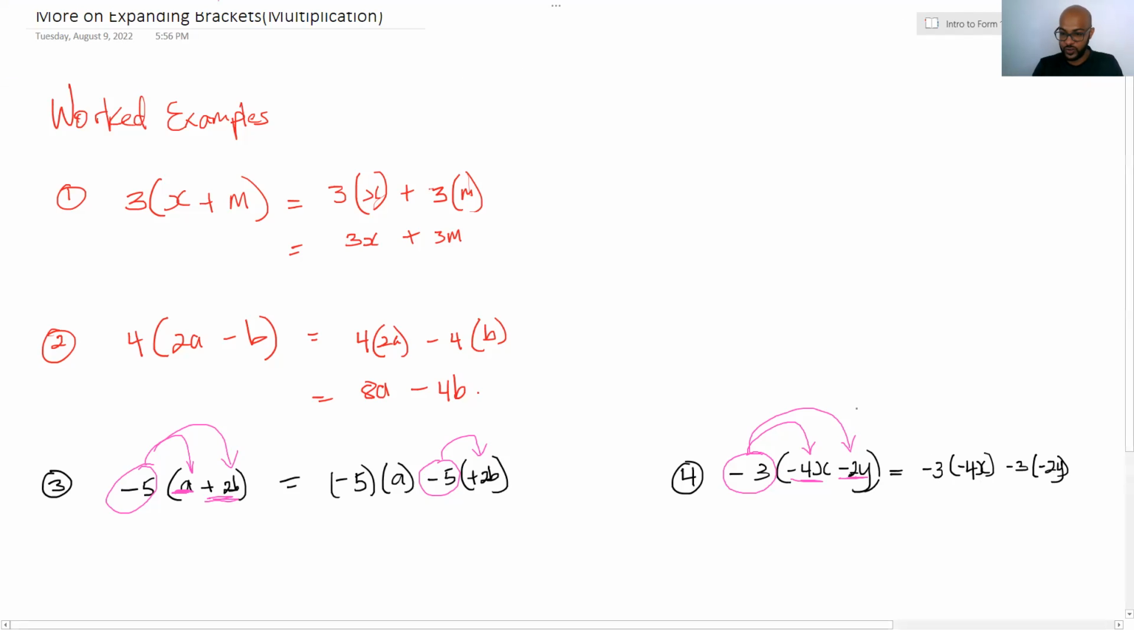All right. So negative by negative, remember we do sign, number, and then the letter. So the sign is going to be positive.